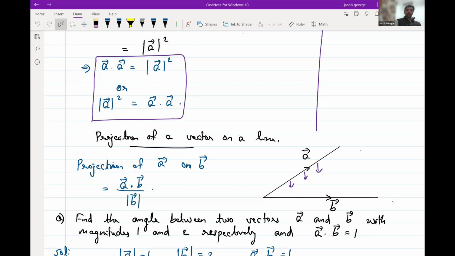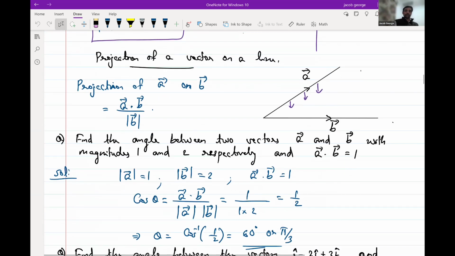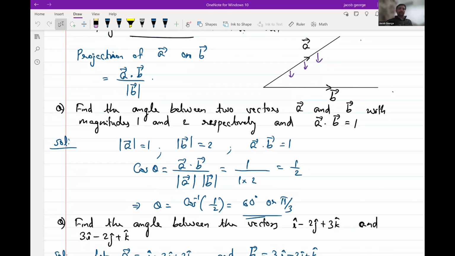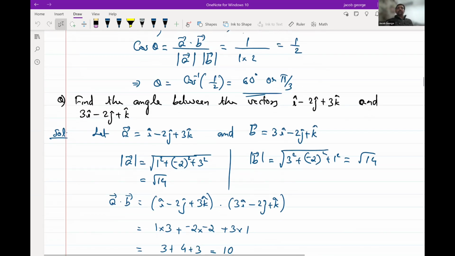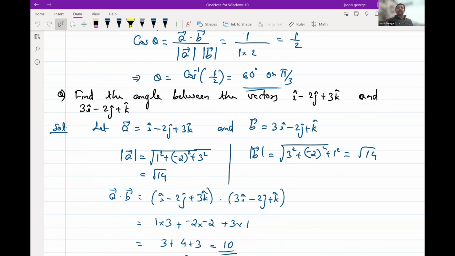Some important questions I will ask you to redo right now. These are all simple questions just to go through. This is to find cos theta. You know the cos theta formula, right? A dot B by magnitude of vector A into magnitude of vector B. This is also to find cos theta when vectors are given in terms of components. We find the magnitude of vector A. How to find magnitude from the component form? Root of a square plus b square plus c square.